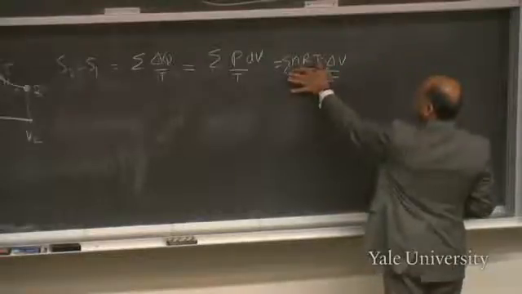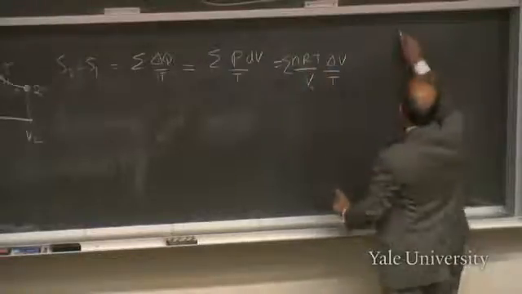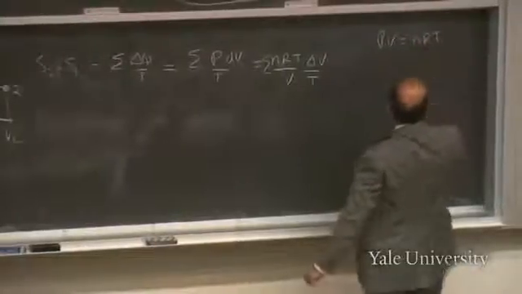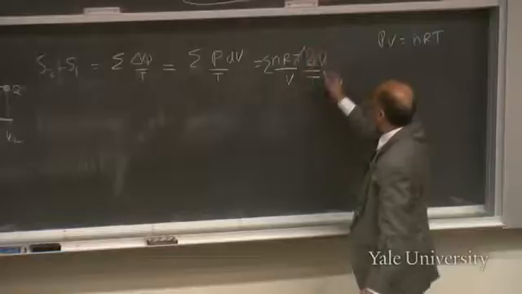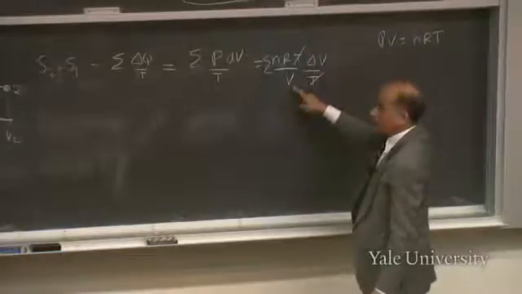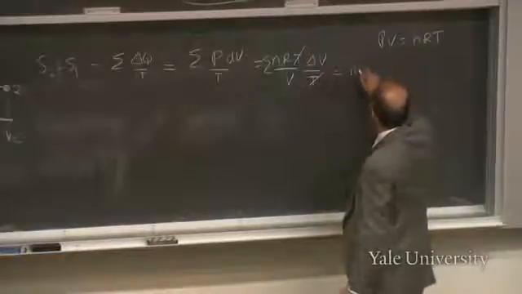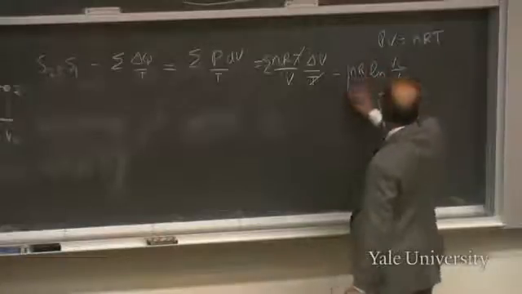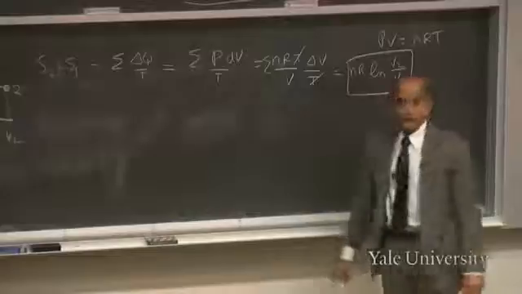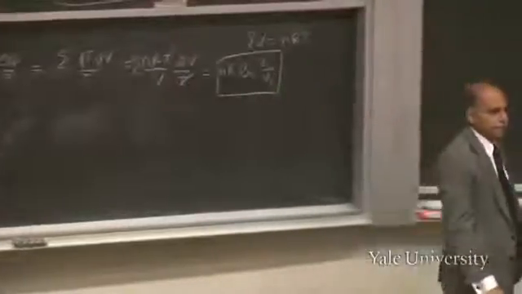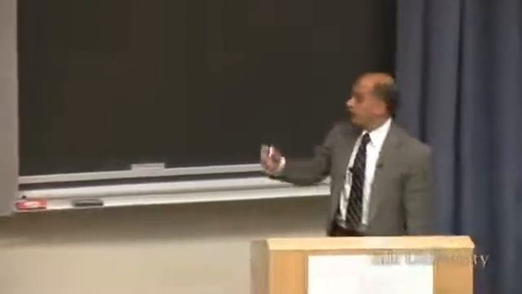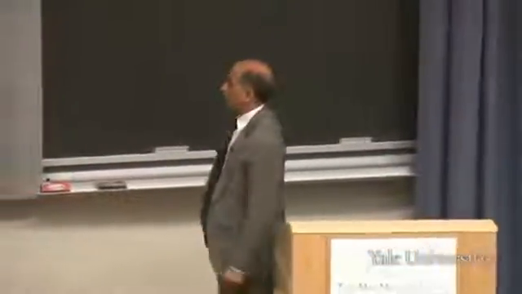So P is equal to nRT over V. I'm just saying PV is nRT. So P over T is nR over V. Now dV over V, when you sum or integrate, will give you nR log V2 over V1. That is the change in entropy of this gas when it went from volume V1 to volume V2 at a given temperature.